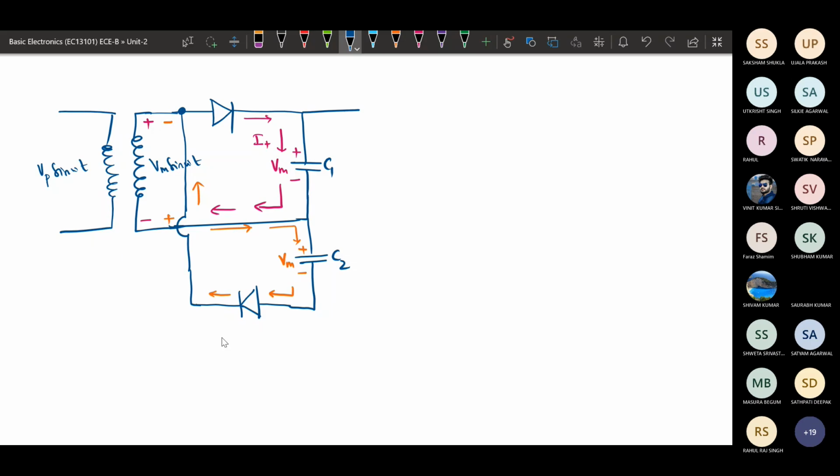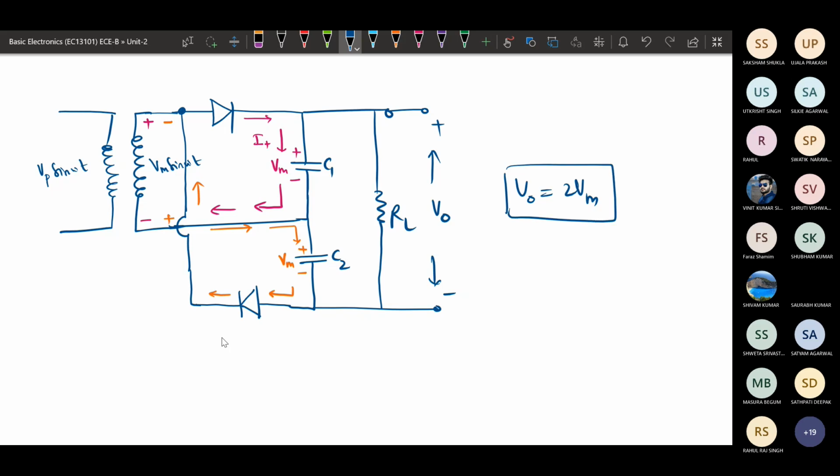So overall, if we want to get the output across these, we will be placing a load resistance across this, and we will get the output. So this will be the output. The output voltage is across these capacitors. Across this capacitor we are having the Vm value, and here we are having the Vm value. So overall the output that we will be getting is 2 Vm. Okay, so we have applied the input Vm, we are getting the output 2 Vm. So it is a voltage doubler circuit.